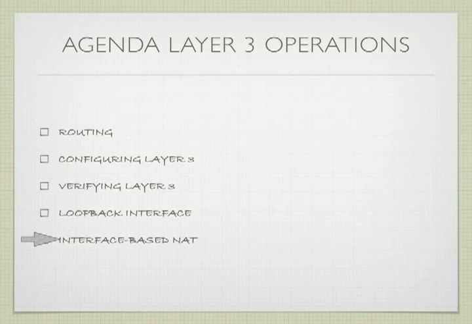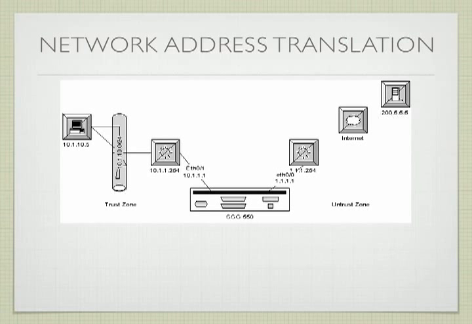Okay, we've reached the last point of our agenda. We're going to talk about interface-based NAT. Interface-based NAT is on the interface itself, and in certain circumstances it allows you to perform NAT operations just by turning it on at the interface level. So back to our sample network that we've been using, from this computer 10.1.10.5 to our server on the internet 200.5.5.5.